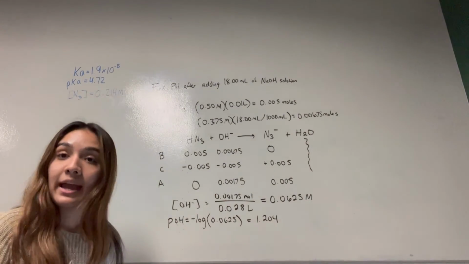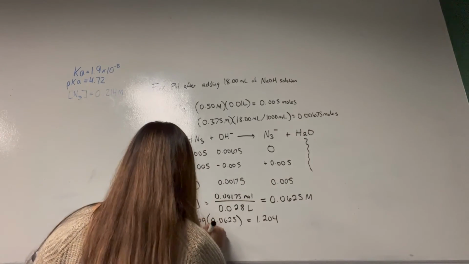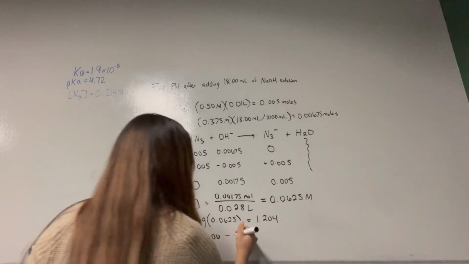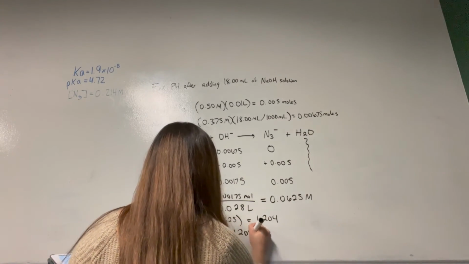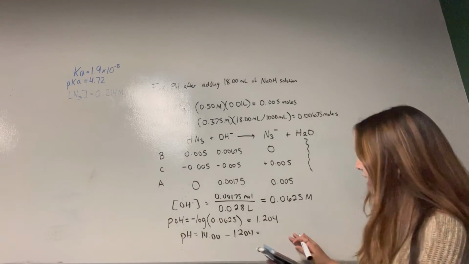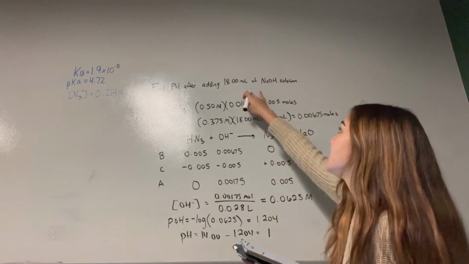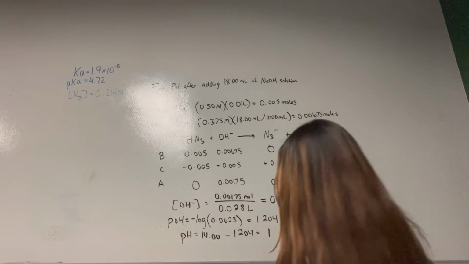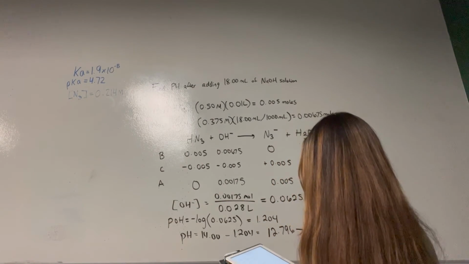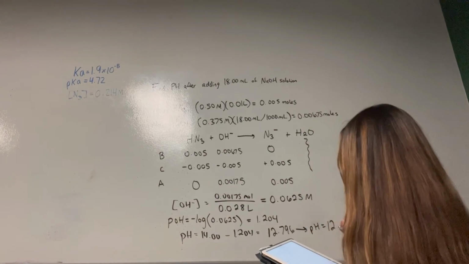Then to obtain our pH, we will use the formula pH equals 14 minus our pOH, which in this case is 1.204. Upon performing this calculation, we find that our pH after equivalence point, upon adding 18 milliliters of NaOH solution, is around 12.796, which regarding sig figs rounds out to be about 12.80.